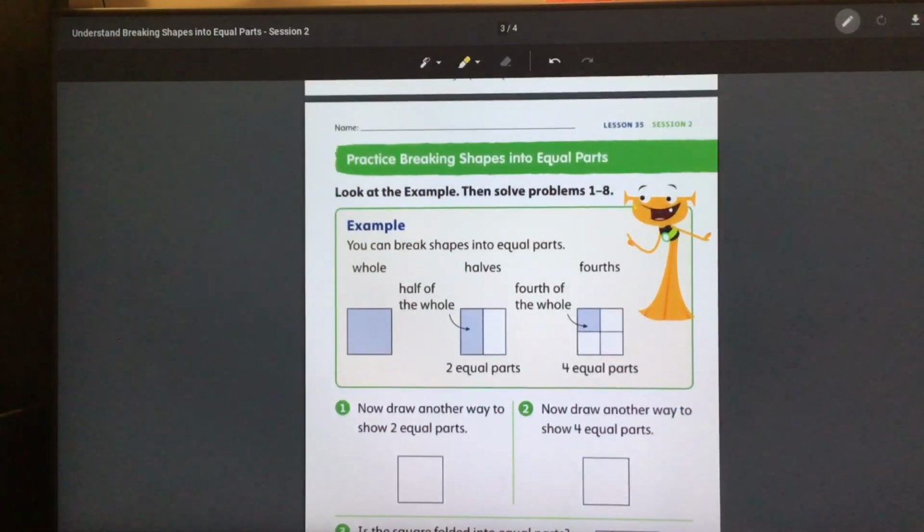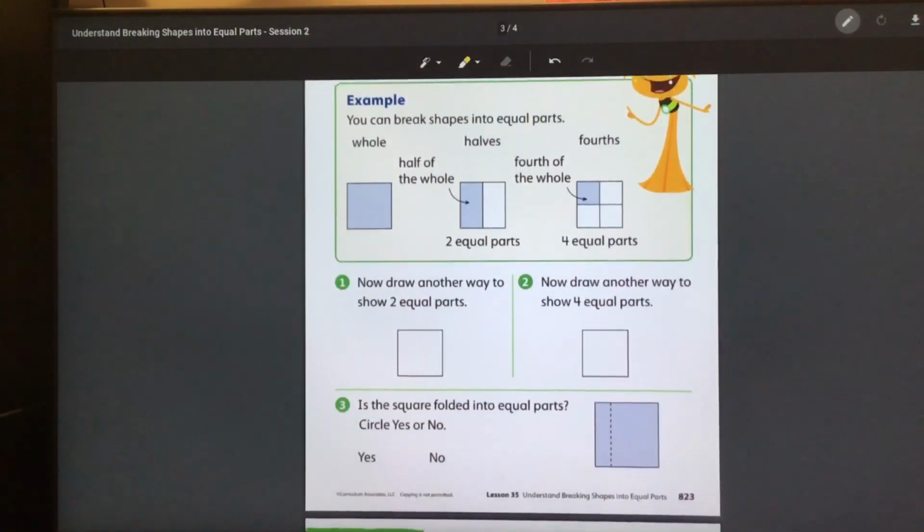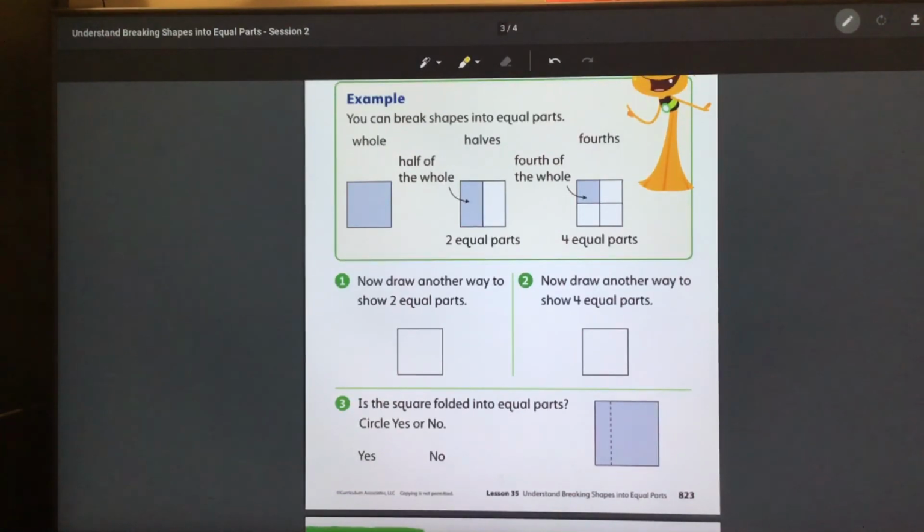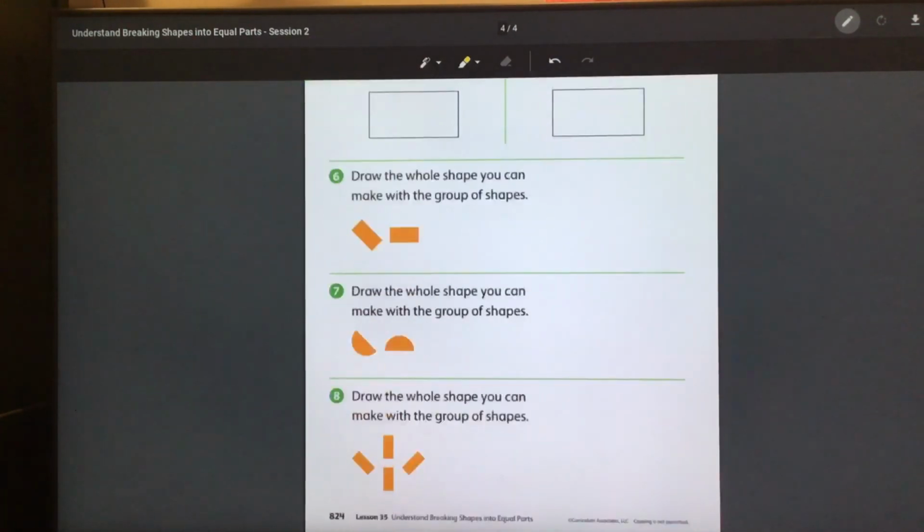All right, and now you have the green page that you're going to do on your own. Make sure you look at these examples here to help remind you of what half means, what whole means, fourths, quarters, equal parts, unequal parts, okay, to help you do this page here.